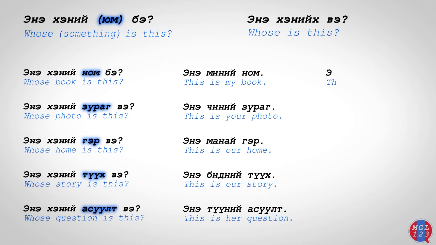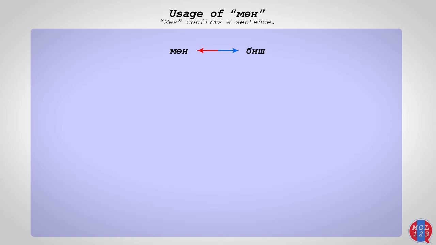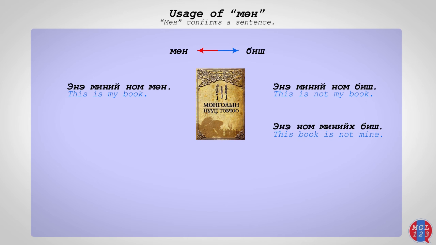We can also reply энэ минийх. Энэ чинийх. Энэ манайх. Энэ биднийх. Энэ түүнийх. Энэ миний ном биш. The opposite of this sentence would be энэ миний ном мөн. Or we can also say энэ ном минийх биш.